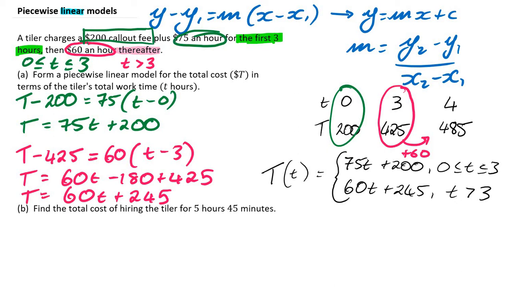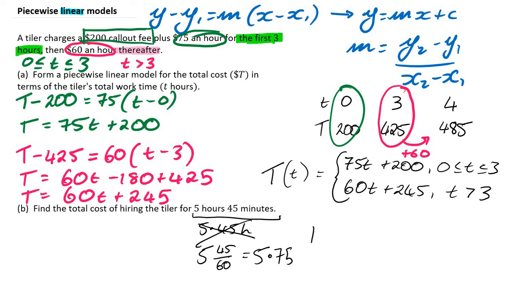In part B, where we have to find the total cost of hiring the tiler for 5 hours 45 minutes, first thing to recognize, and this isn't about piecewise linear functions, but is definitely worth mentioning, this is not 5.45 hours. This is 5 hours 45 minutes. 45 minutes as a fraction of 60 is 3/4, or 0.75.